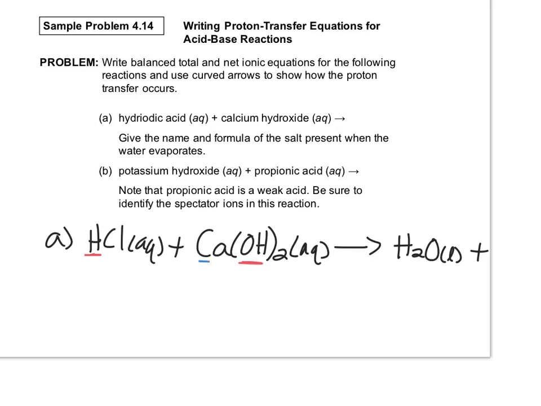Plus, now I've got the positive here and the negative there, right? So those two ions are going to pair together. I'm going to form calcium chloride. So plus CaCl2, aq.